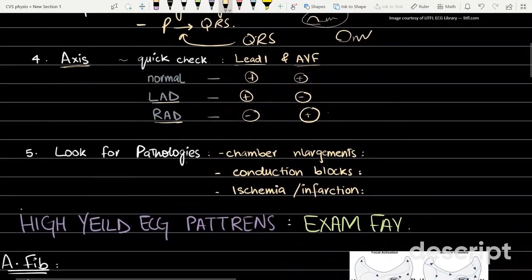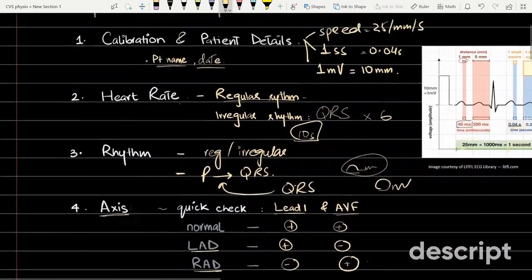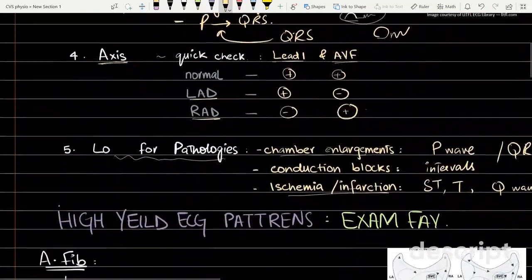The fifth and the final step is to look for the pathologies. Scan for chamber enlargements, look at P wave changes or QRS voltage changes. For conduction blocks, look at the intervals mainly, can be PR, QRS or QT interval. For ischemia and infarct, we have to look at ST, T waves and Q waves. So this was all for the 5 steps to read ECG.